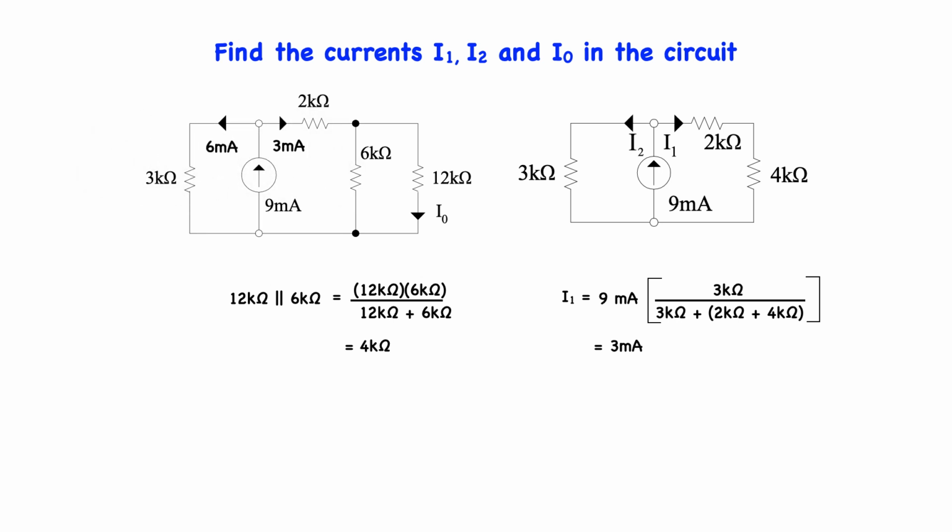The circuit indicates that I1 is 3 mA, which will now be split between the two parallel paths defined by the 6 k ohm and 12 k ohm resistors. Applying current division again gives us I0 equals 1 mA. Likewise, the current in the 6 k ohm resistor can be found by current division to be 2 mA.